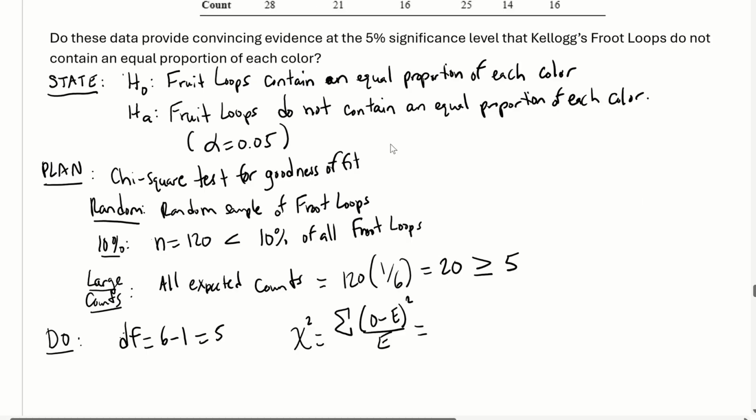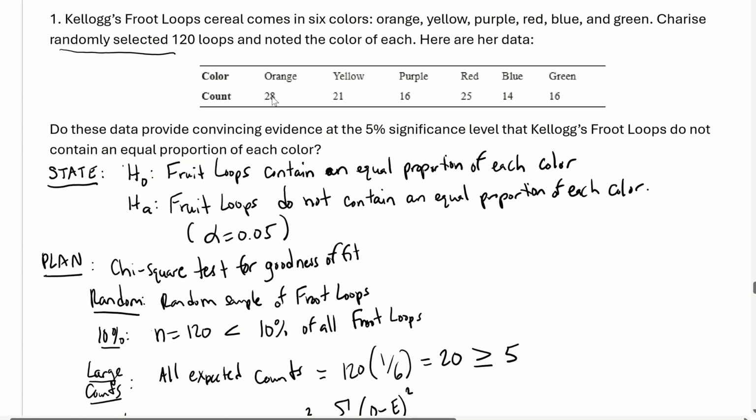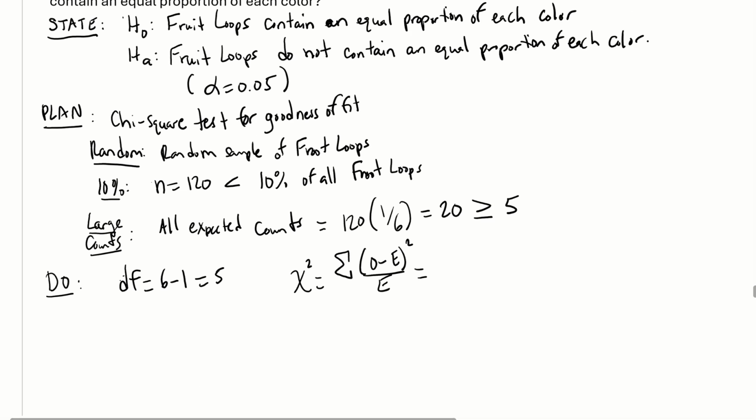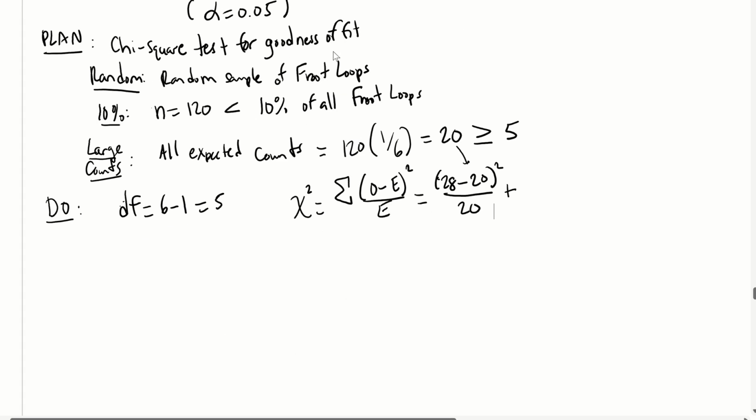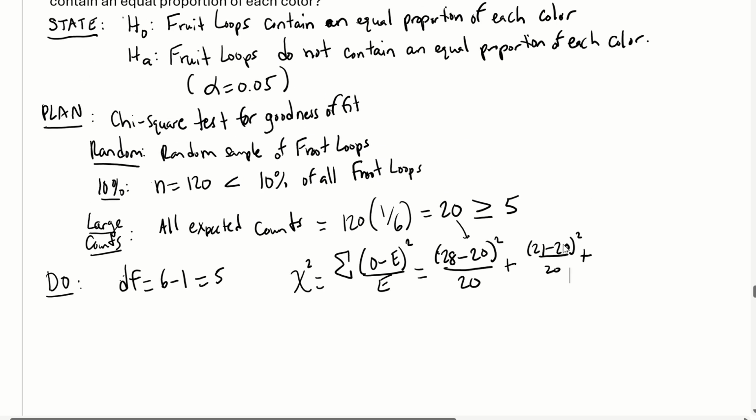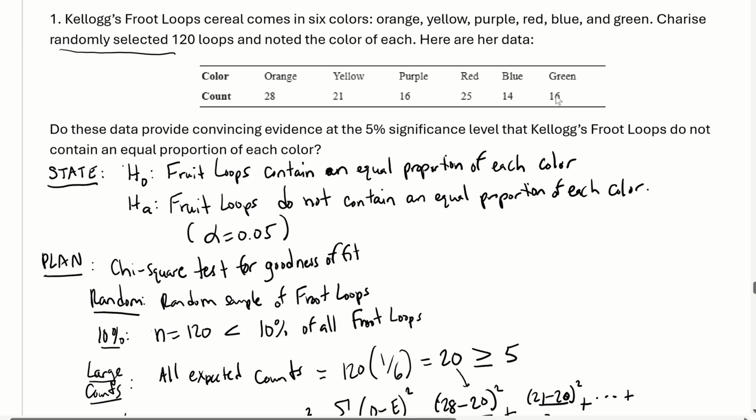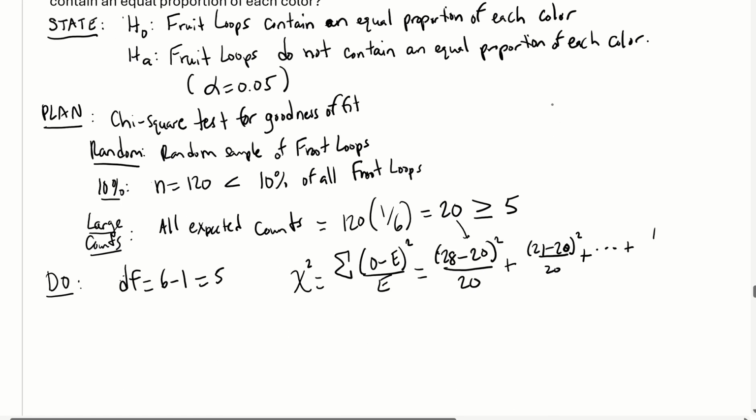So what did we observe? We observed 28 orange minus the expected of 20, squared, divided by the expected. We expect all of them to be 20, so the denominators for all of these are going to be 20. Then we got observed for yellow, 21 minus 20, squared, divided by 20. You could do dot, dot, dot at this point, and then finish with the last one if you want to save some space. The last one is 16 minus 20, squared, over 20.